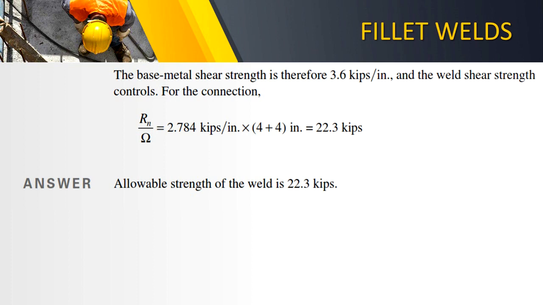For the connection, Rn over omega equals 2.784 kips per inch times the quantity of 4 plus 4 inch. We get 22.3 kips. So the answer is 22.3 kips. It is our allowable strength of the weld.